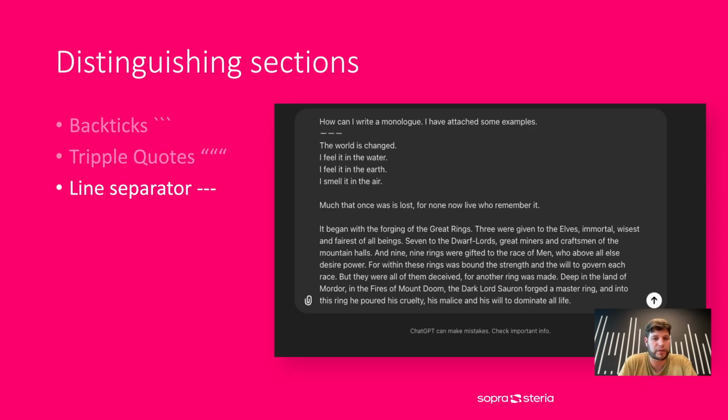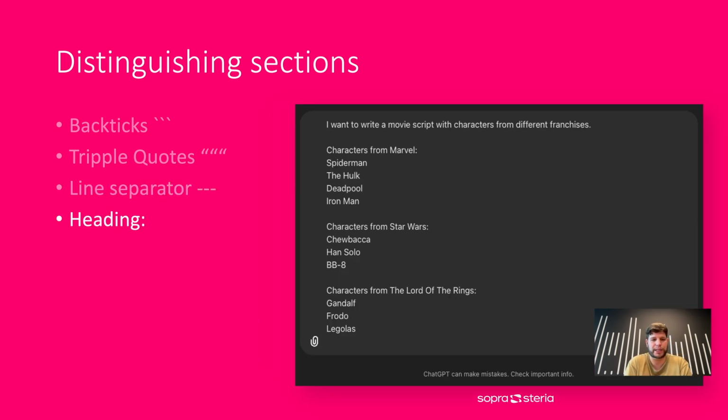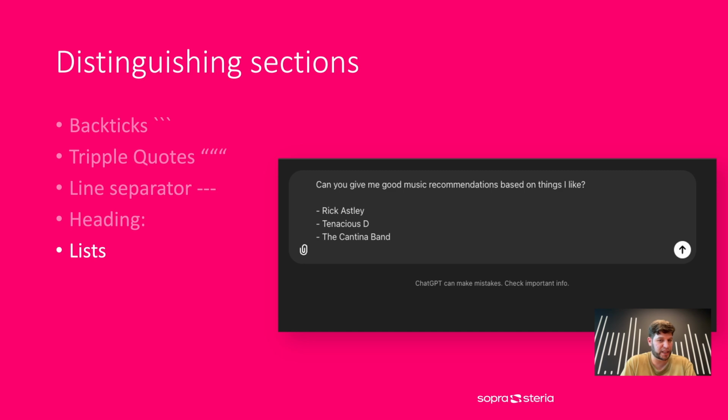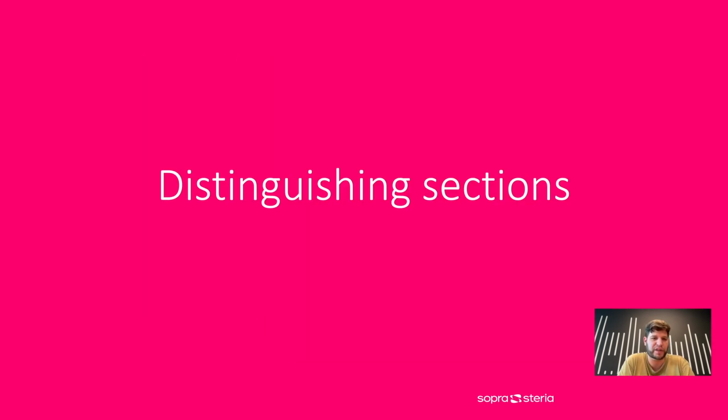Next to a line separator, it's also a really good way of adding attachments, for example. Another one is using headings to give some context about certain sections. We use lists with list indicators, and these can be ordered and unordered lists. These are ways to separate content and distinguish different sections within your prompt. And you can combine these.